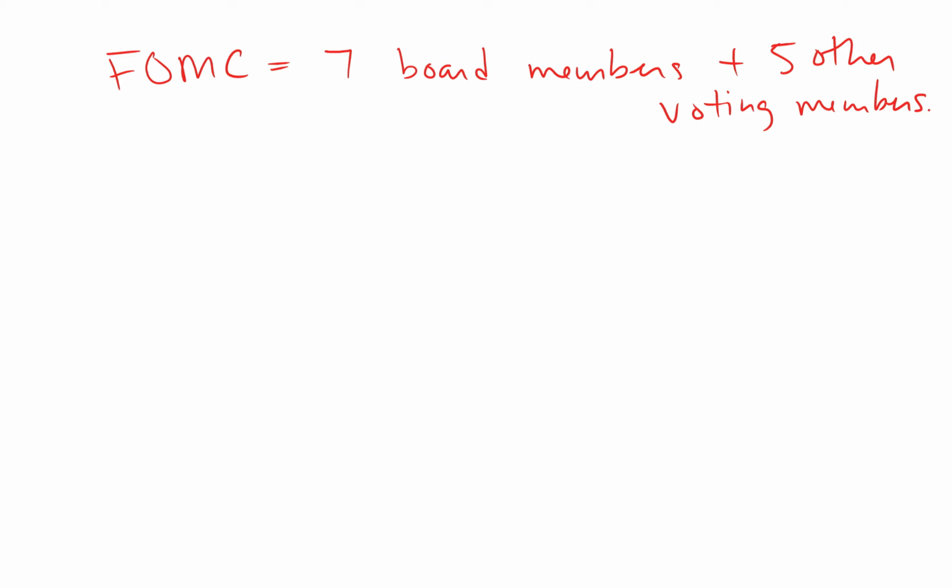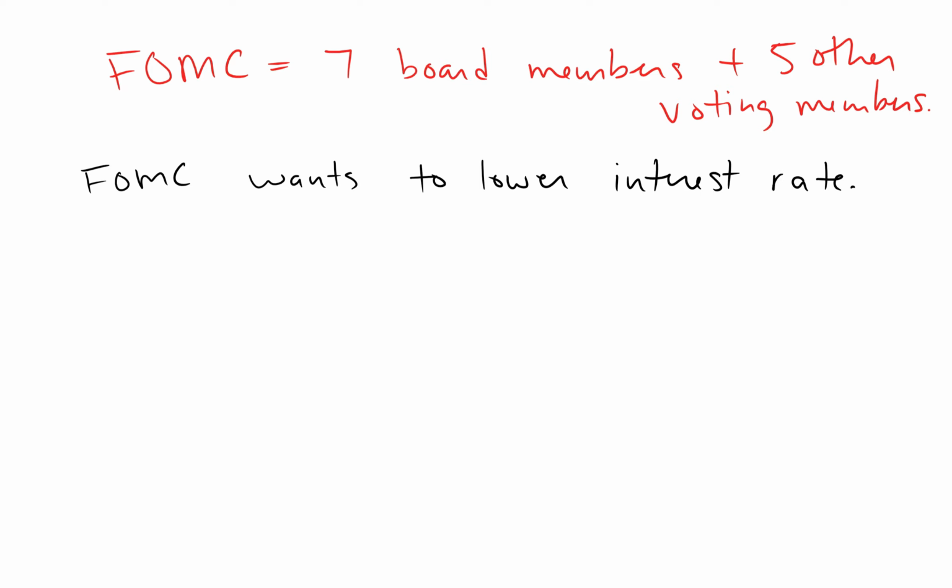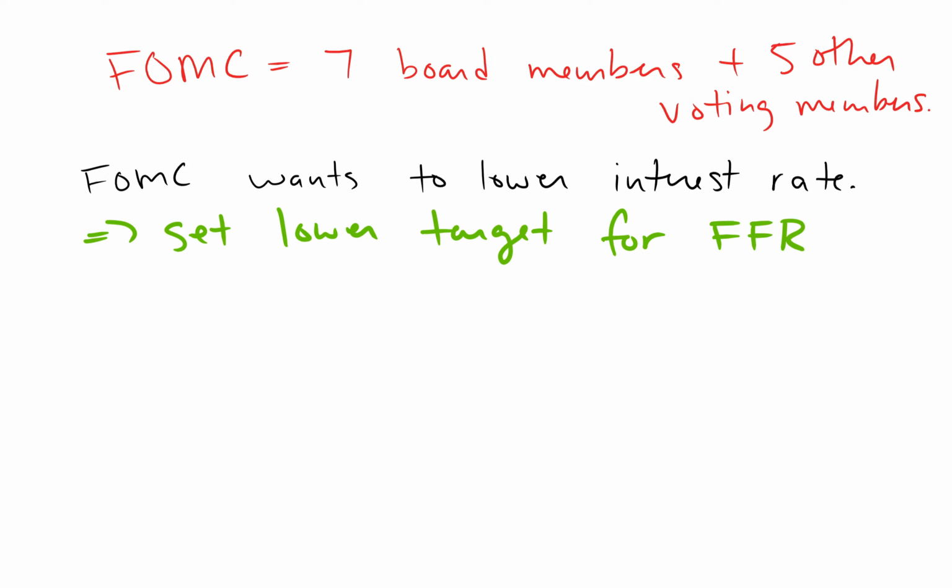So they want to lower interest rates. Here's how it's going to work. Let's suppose the FOMC wants to lower the interest rate. Okay, so what they do is they first set a lower target. They're targeting this rate, so say that they set a lower target for the federal funds rate.